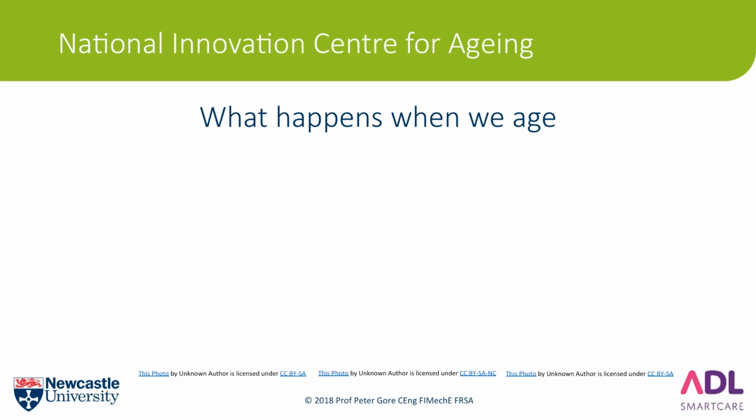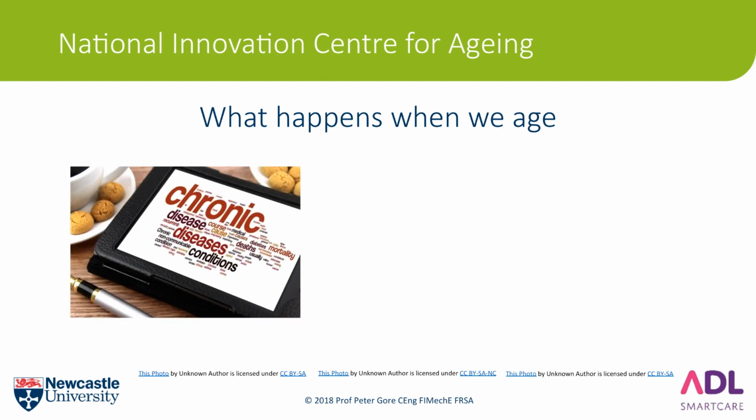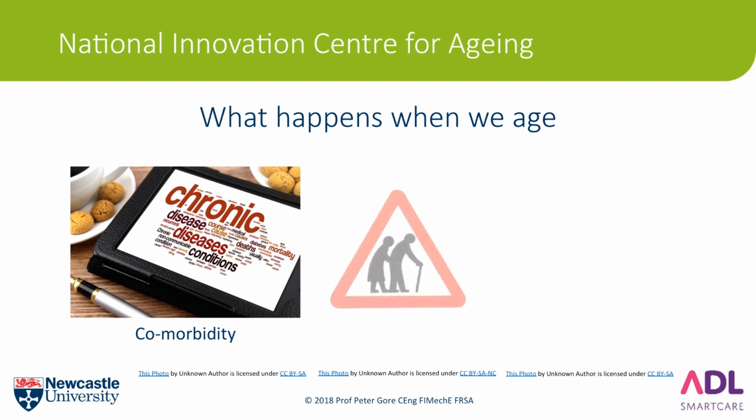I'm a Professor of Practice in Healthy Ageing at Newcastle University, and I'm going to talk to you about ageing and what we can do about ageing. So what happens when we age? Well, there are three factors or three things that I'd like to look at. We have chronic conditions, comorbidity that people often talk about. We also have frailty, that's a very common medical term. And then we have disability.